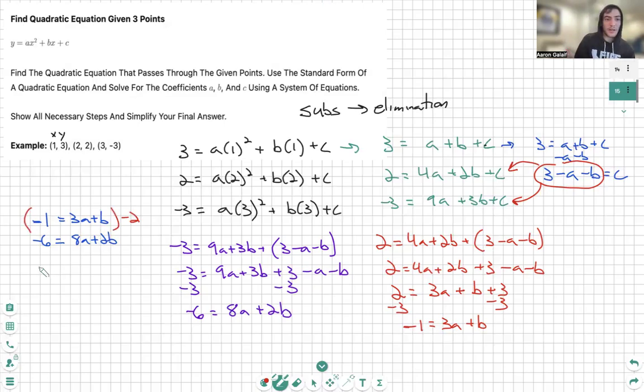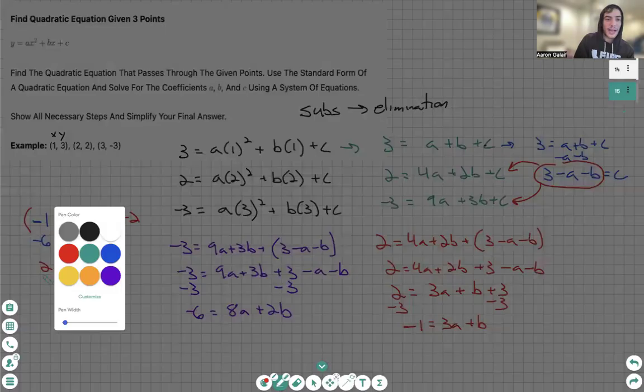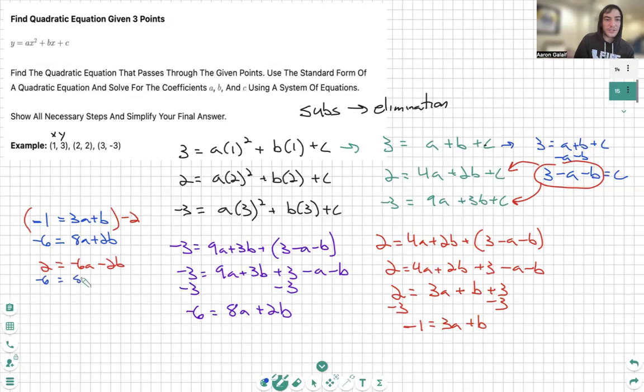If I make this a negative 2b, we'll have the same coefficient but a different sign. So we'll distribute. Negative 2 times negative 1 is positive 2. Negative 2 times 3 is negative 6a minus 2b. We rewrite our other equation right underneath just to make sure we're good to go. And we can simply eliminate now. We see these two eliminate. We're going to get negative 4 is equal to 2a. Let's make sure we show our steps: divide by 2 to both sides. A is equal to negative 2.